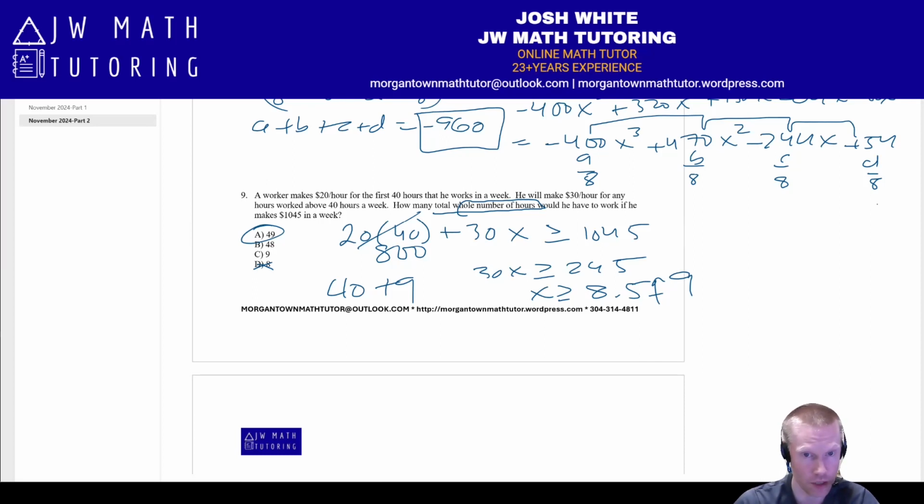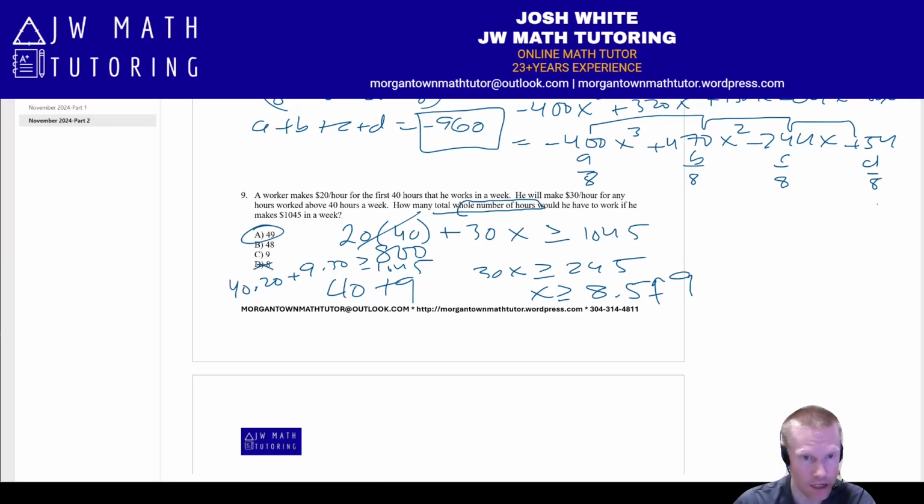48 would not be enough. 48 would be less than that. And this one you also could solve by back solving, meaning you could start just with the answer choices and essentially you'd say, okay, 40 hours times the 20 plus, well, if it's 49, that means 9 hours times the 30. Multiply those together and see, is it greater than or equal to 1045? It is. Now, you technically would want to check B, though.